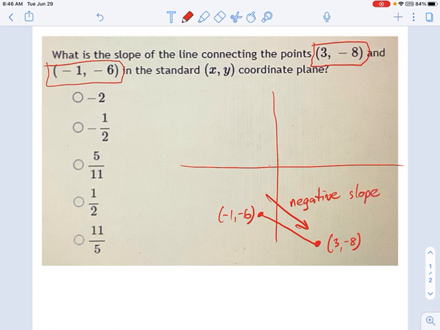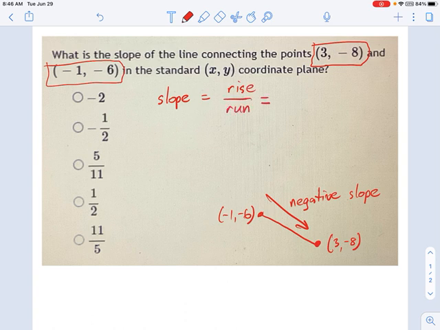But the way I would do this is forget the graph for a moment. Let's talk about what slope is. Remember the way we calculate slope. If you remember this, it's rise over run. In other words, rise, that's the change in y, and I'm going to write that as delta y. And run is delta x, that's the change in x.